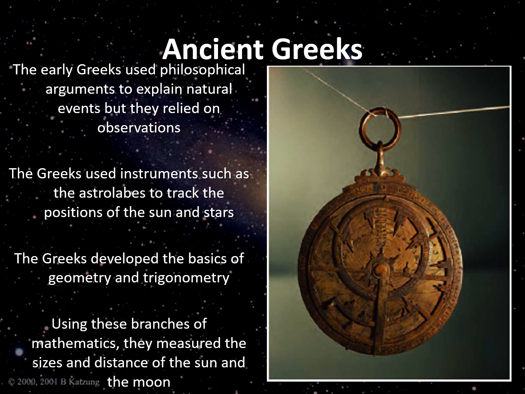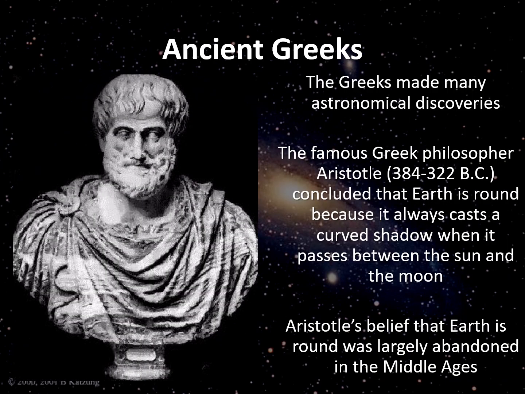The Greeks used instruments such as the astrolabes to track the motions of the stars and the sun. The Greeks also developed the basics of geometry and trigonometry, which were incredibly helpful to make astronomical calculations back then. And using these branches of mathematics, they measured the sizes and distances of the sun and the moon. The Greeks made many astronomical discoveries.